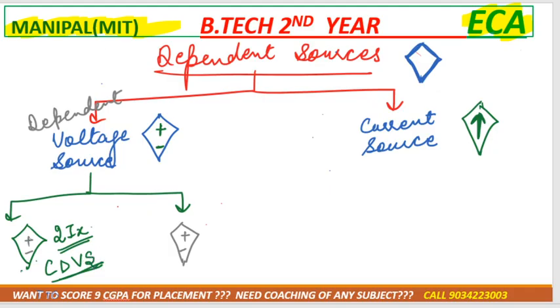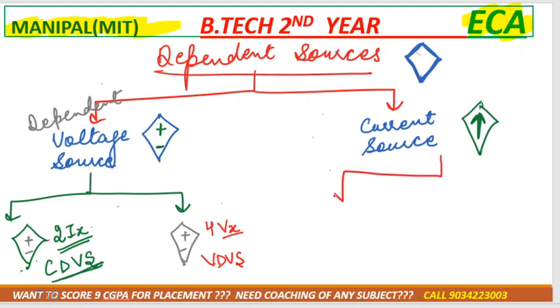Okay, fine. Similarly, we'll have voltage dependent voltage source, means suppose its value is depending on voltage. This is a constant term 2, 4, it can change accordingly. Now see, it's a voltage dependent voltage source, so that is denoted by VDVS. Clear?